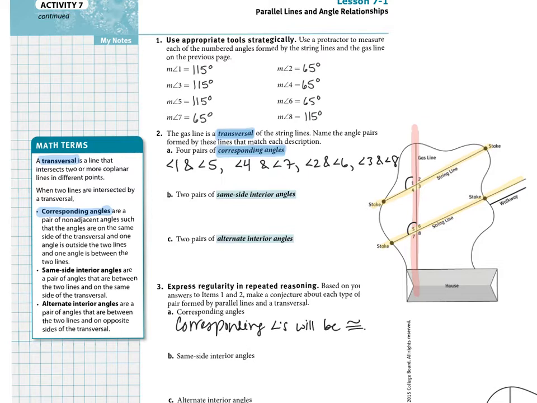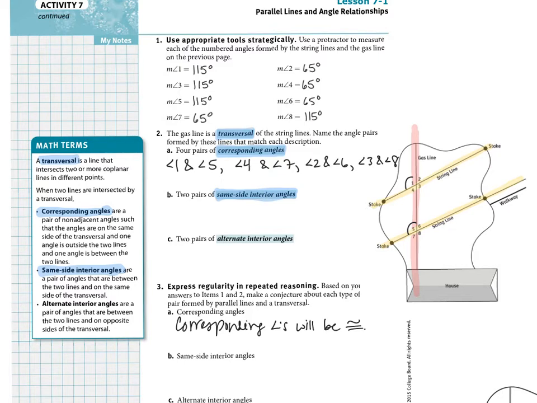So let's look at our next new vocabulary word: same side interior angles. Over in the margin on the left side, it says same side interior angles are a pair of angles that are between the two lines, the two parallel lines, and on the same side of the transversal.